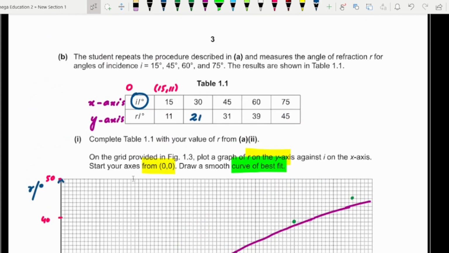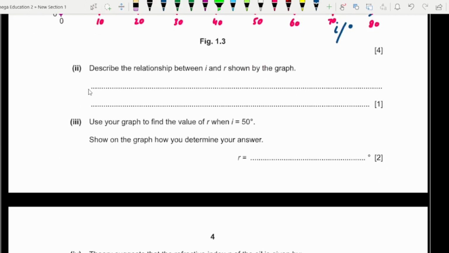You can also find this from the table. For 15, R was 11. Here you increase the angle of incidence to 30, it was 21. At 45 it was 31. So it is being increased. So as I increases, R also increases.